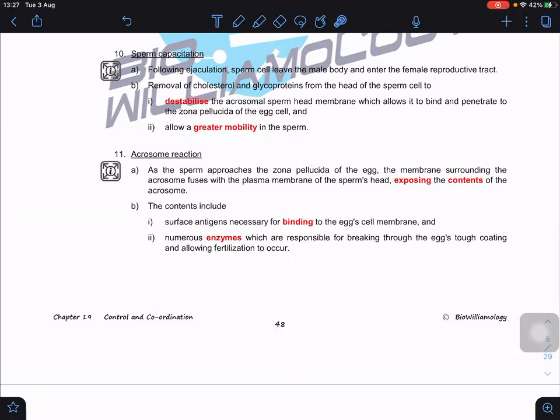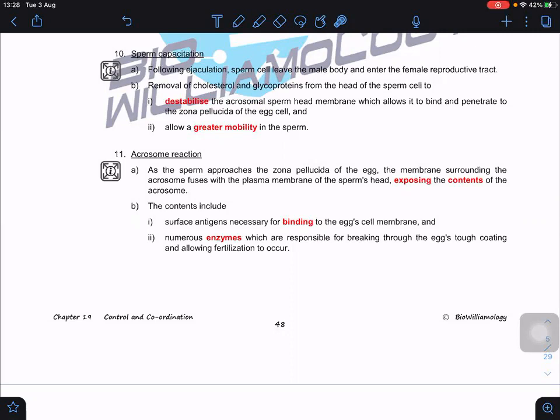During this process, when they are approaching the secondary oocyte, the sperm cells will carry out sperm capacitation, where the cholesterol and also the glycoprotein are removed from the head of the sperm cells to destabilize the acrosomal head and also give greater mobility to the sperm cells. So the sperm cells destabilize the membrane so that later we can have the acrosome reaction.